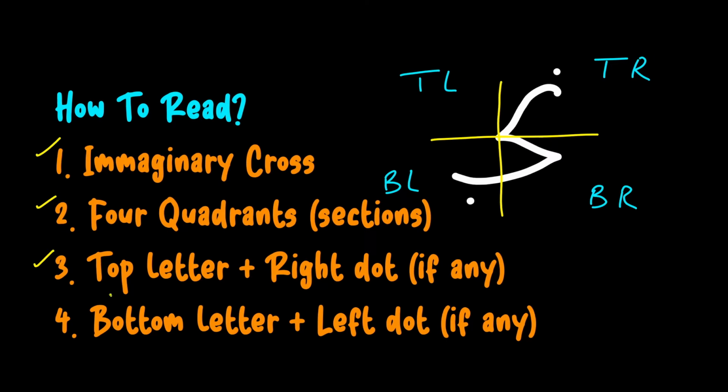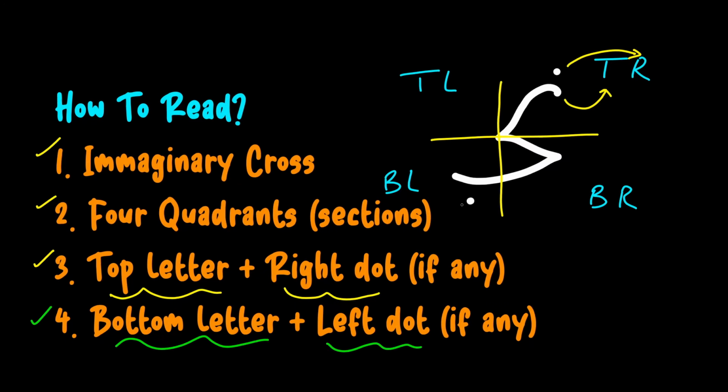You're going to read the top letter with the right dot, if any. In this example, we have the top letter here and the right dot here. And last but not least, step number 4, you're going to read the bottom letter and left dot, if any. So in this case, this is our bottom letter and this is our left dot. Don't worry, it looks confusing. We're going to do some practical examples, and also I've said if any, and that will become clear later, inshallah.